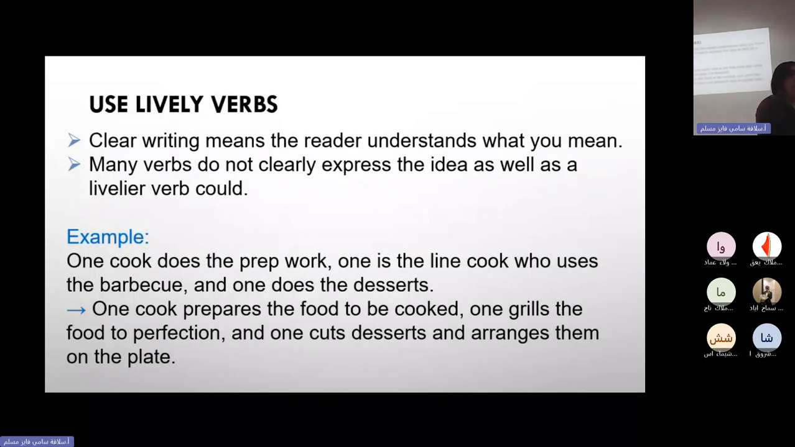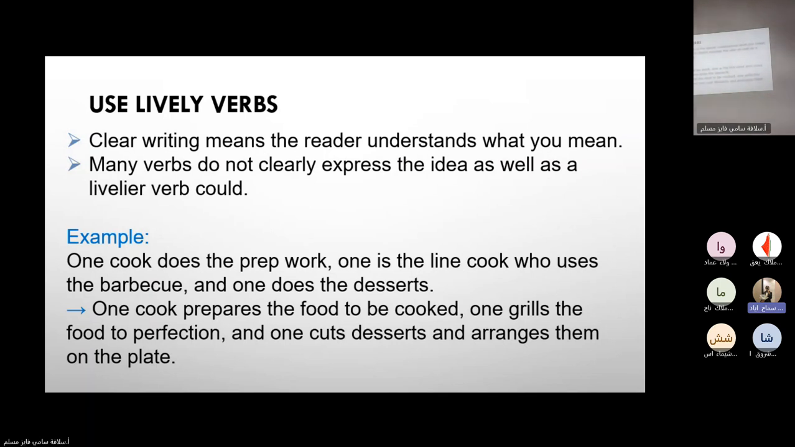Well, the last one is the use of lively verbs. These are the verbs that give beauty to the sentence. Okay? So clear writing means the reader understands what you mean. Therefore, many verbs do not express the idea as clearly as livelier verbs. For example, go ahead, Samah.